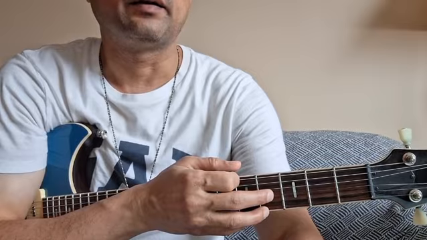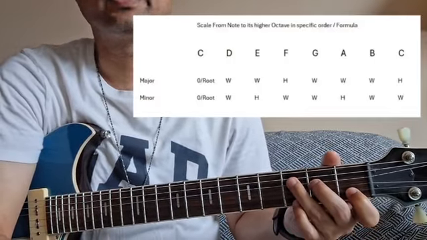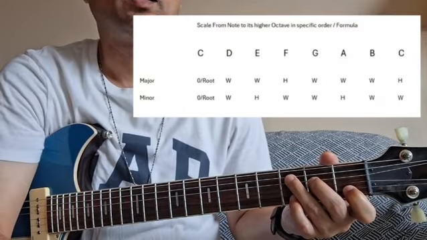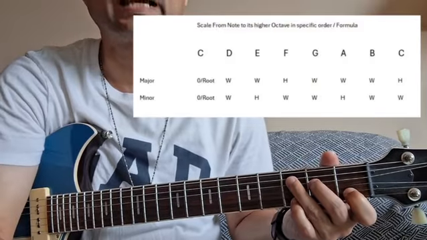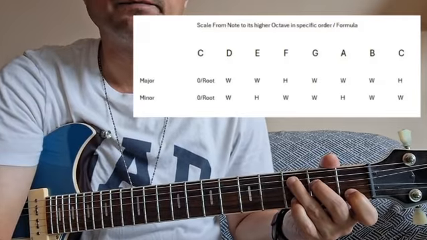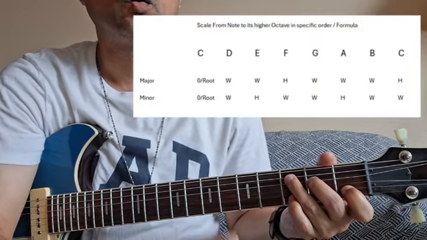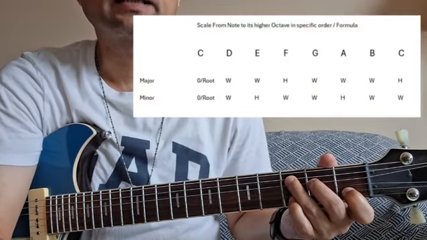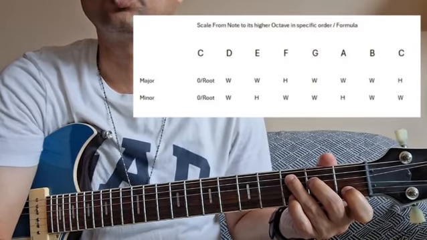So this is the picture where I have given you the formula, or the order, of a major and minor scale. There are two basic scales that you need to know now at a beginner stage: the major scale and the minor scale. For the major scale, I have given the formula: whole tone, whole tone, half tone, whole tone, whole tone, whole tone, half tone. And for the minor scale, I have given the formula: whole tone, half tone, whole tone, whole tone, half tone, whole tone, whole tone.